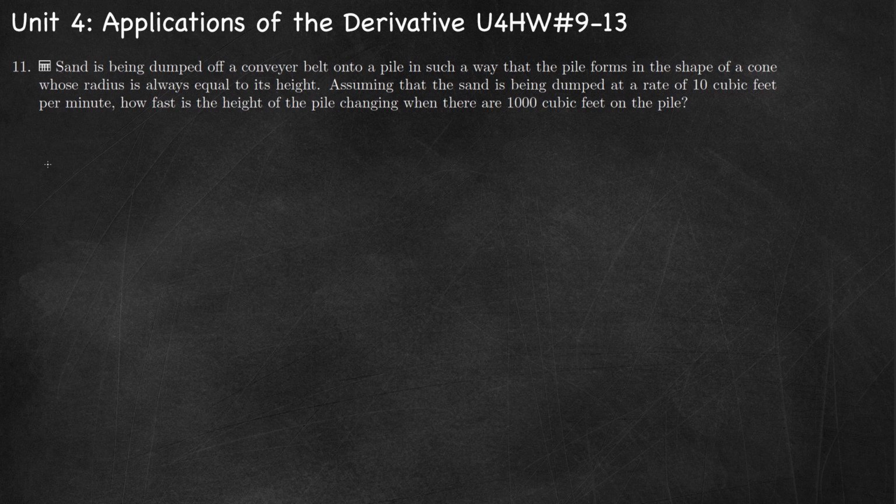Number 11. Sand is being dumped off a conveyor belt onto a pile in such a way that the pile forms in the shape of a cone whose radius is always equal to its height. Assuming that the sand is being dumped at a rate of 10 cubic feet per minute, how fast is the height of the pile changing when there are 1,000 cubic feet on the pile?